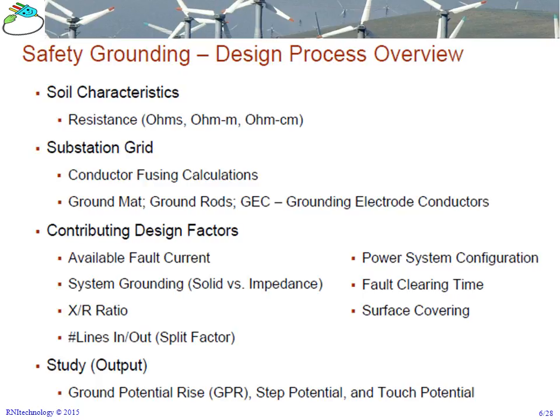So the main process of designing safety grounding starts from soil characteristics. You have to measure the resistivity of the soil, or sometimes they call it the resistance. You measure the resistance of the soil, from which you can calculate the resistivity. Second, you have to know the sizing of the conductor you're using for grounding, mainly what we call the conductor fusing calculation. You're trying to see the minimum requirements depending on the fault levels. Based on that, you start adding ground rods and bare conductors or grounding electrode conductors in your system, in order to lower the ground grid resistance and lower the levels of step and touch potential below the permissible limits.